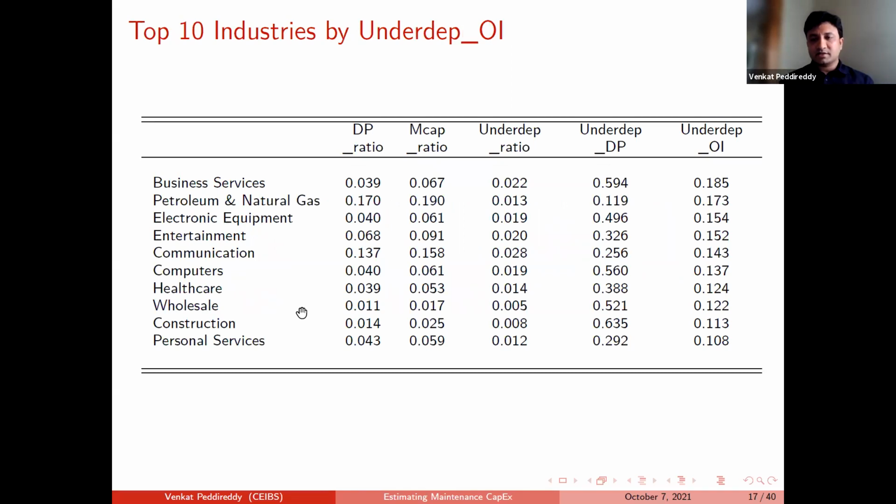Now, if you look at the biggest industries where this impact is likely to be higher on under-depreciation over operating income, they are the business services. If you see these industries, they're either asset intensive or have gone through a lot of technological changes in the recent two decades, right? So business services, we have all these new age technological companies, electronic and communication and computers. They're all asset intensive and also technologically affected industries. So that's where you're going to find a major effect on the operating income.